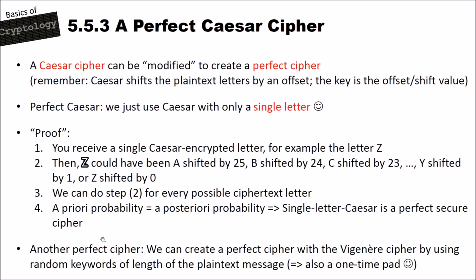And another perfect cipher that you can easily create is when you use the Vigenère cipher. And you can use the Vigenère cipher with a key that is randomly generated, and the keyword has the length of your plaintext message. And in fact, this is also a OneTime Pad, but not created with an XOR operation, but created with a Vigenère cipher.